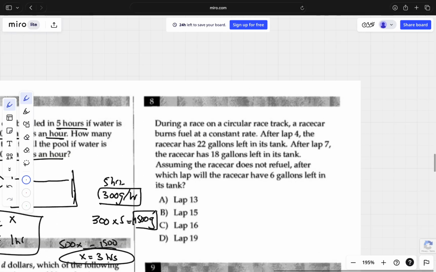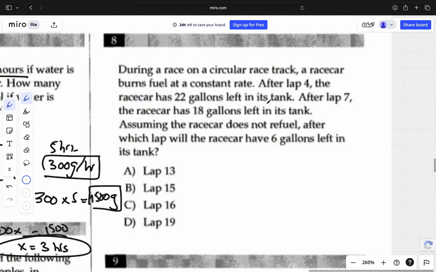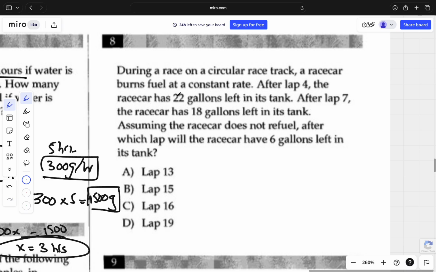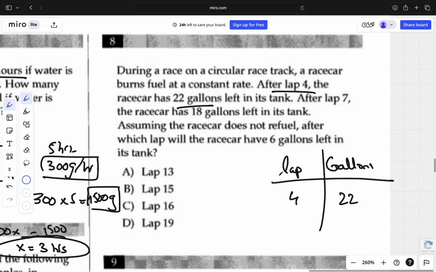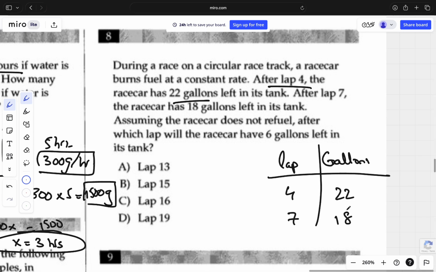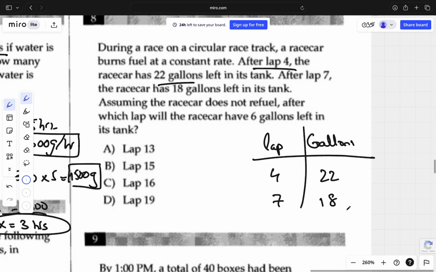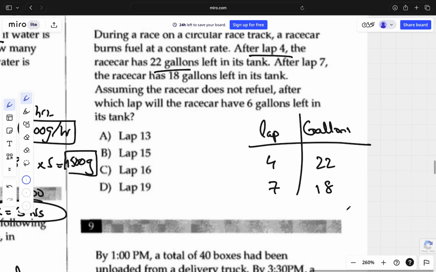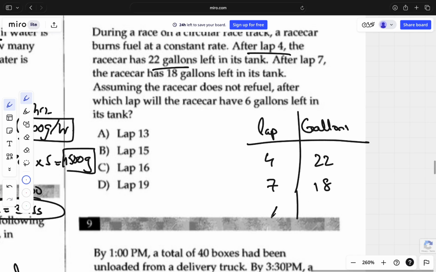Okay, next, question 8. It says, during a race on a circular track, a race car burns fuel at a constant rate. After lap 4, the race car has 22 gallons left. So in lap 4, so let's say this is lap and this is gallons. In lap 4 we have 22 gallons left, and then in lap 7 we have 18 gallons left. So we need to find after which lap will the car have 6 gallons left. So we're looking for X laps and 6 gallons left.